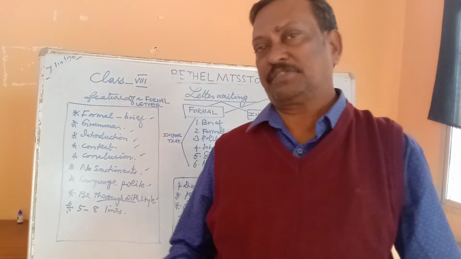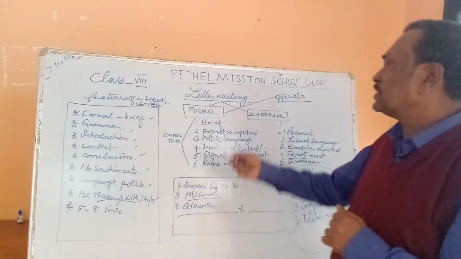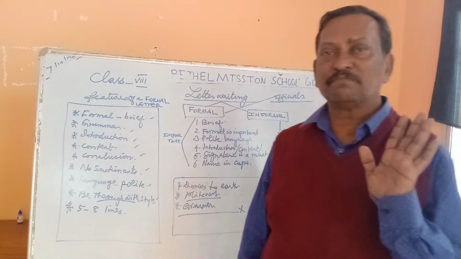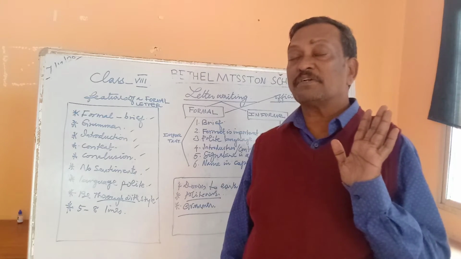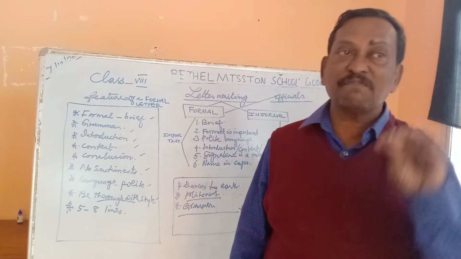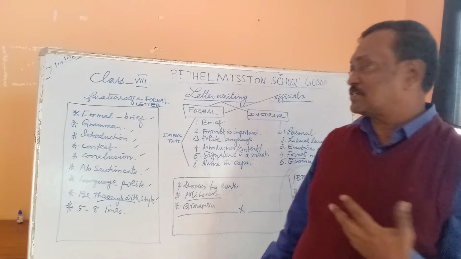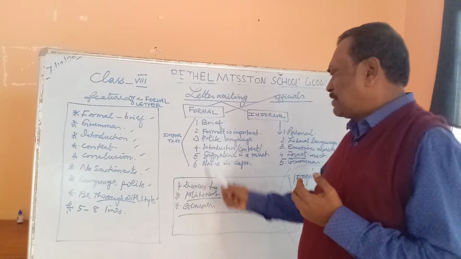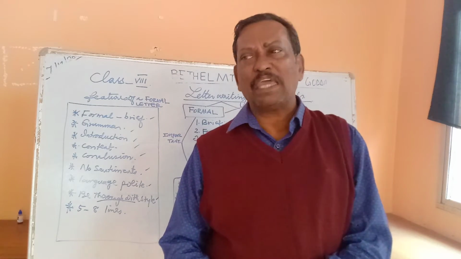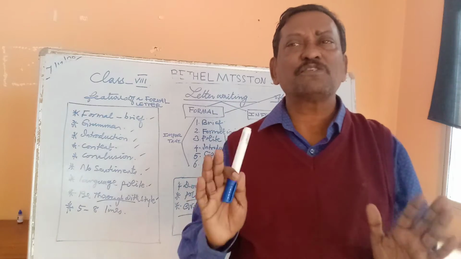What are the features? It has its own characteristics. You look at the board here. The first one is, it is very brief. A formal letter, unlike an informal letter, is very, very brief. You cannot prolong the letter. The maximum lines that you can go up to should be between 8 and 10. Keep your letter as brief as possible.